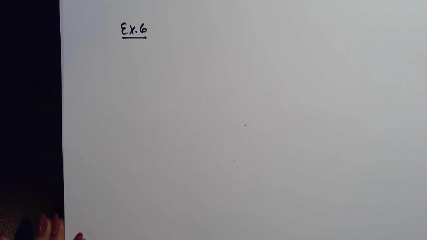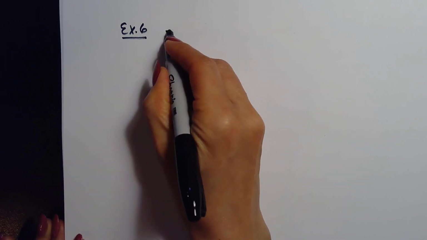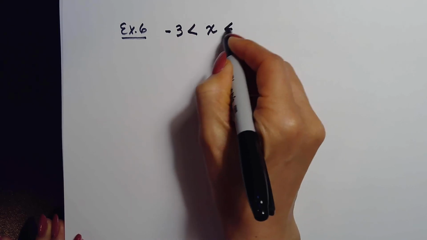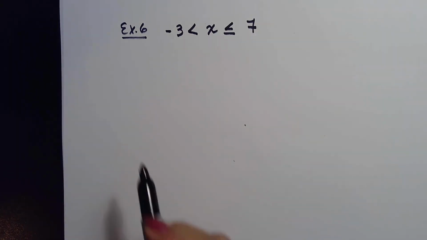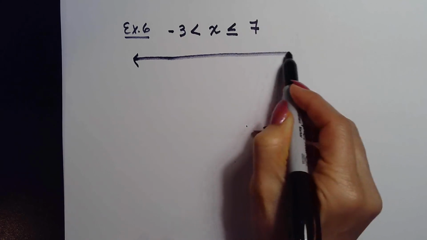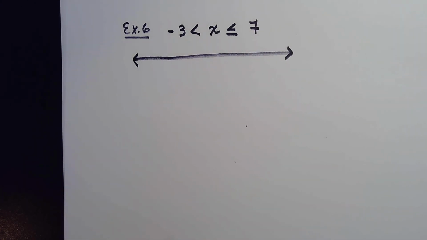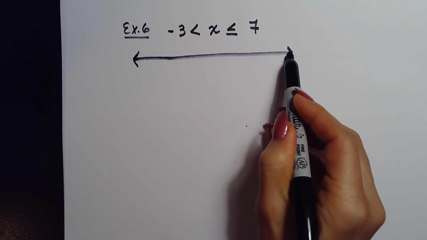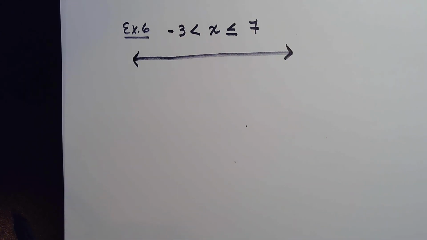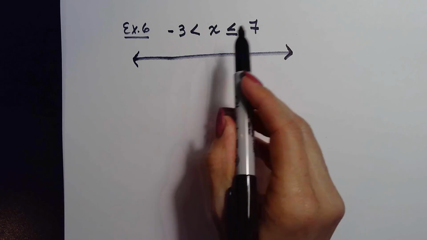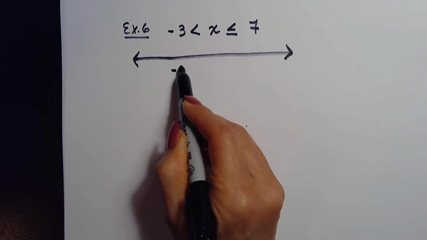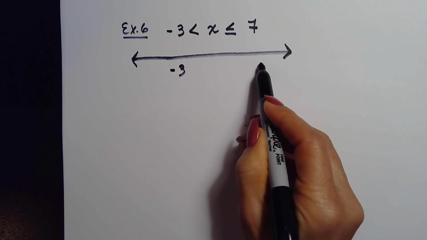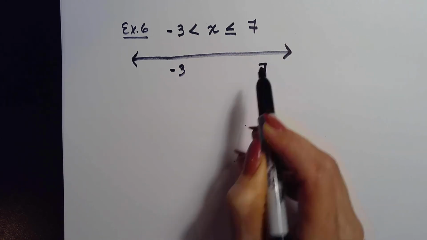The inequality that they're giving us is negative 3 less than x less than or equal to 7. So the number line will look like this. In the homework, you're going to be given the graph, so you don't have to draw them yourself, but you need to be able to identify them. Negative 3 will be somewhere on the left, 0 will be in the middle, and then 7 will be somewhere to the right of 0.